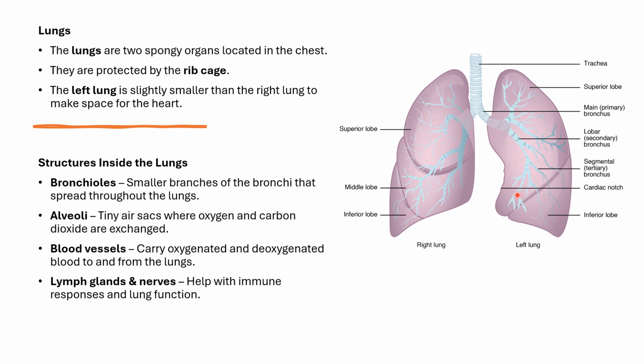heart. And if you talk about the structures inside the lungs, they have bronchioles, which we talked about earlier, smaller branches of the bronchi that spread throughout the lungs. They also have alveoli, the tiny air sacs where oxygen and carbon dioxide are exchanged. And also the lungs have blood vessels which carry oxygenated and deoxygenated blood to and from the lungs. And also the lungs have lymph glands and nerves which help with the immune responses and other lung functions.